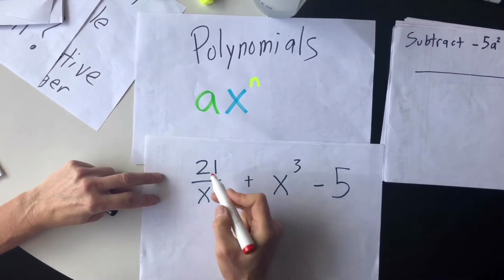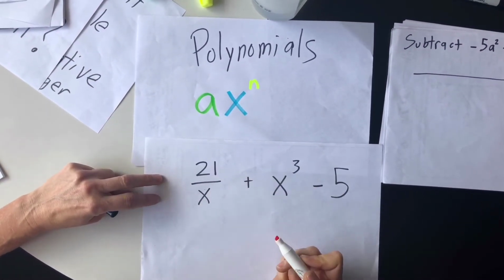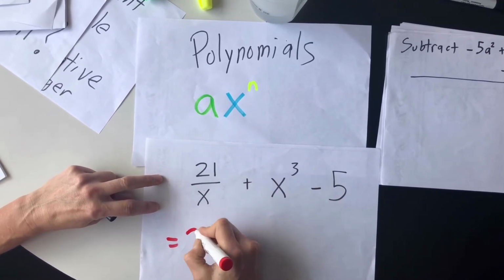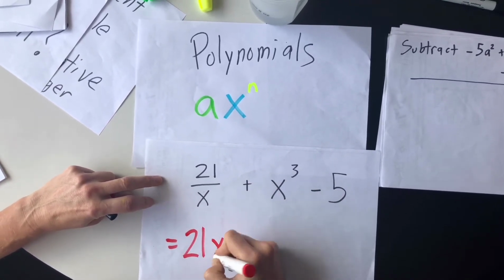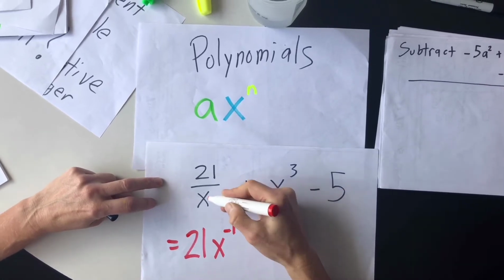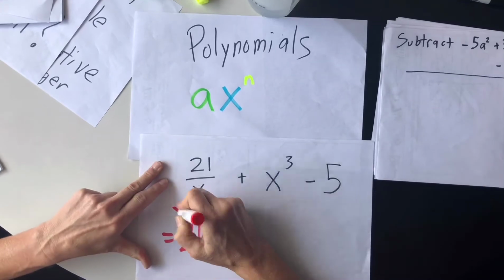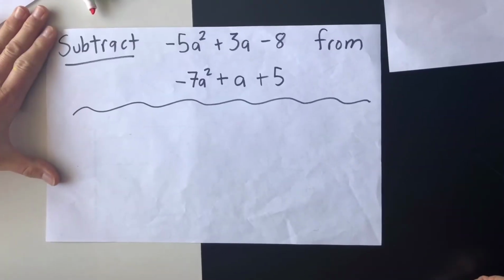Last one, guys. So here we have 21 divided by x. Is this a polynomial? Let's write this again in the form that we recognize it. 21 times x to the -1. So when you divide by a variable, it is not counted as a polynomial. All right, so now to the problems.